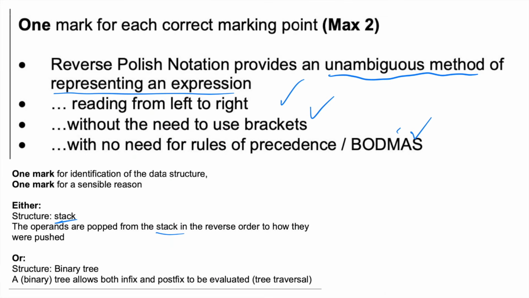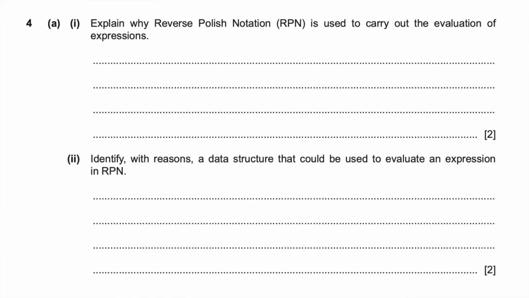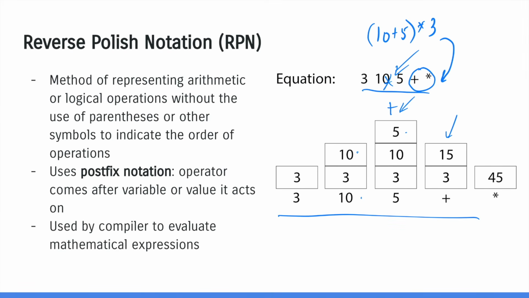So if we go to the mark scheme, it says the same thing, because I kind of took this from the mark scheme. The bottom line is that reverse Polish notation provides an unambiguous method of representing an expression. Now, the next question is: identify with reasons a data structure that could be used to evaluate an expression in RPN. In my opinion, the answer is going to be stack. And that has to do with what we saw right here. So we can add our values to the stack, 3, 10, and then 5.